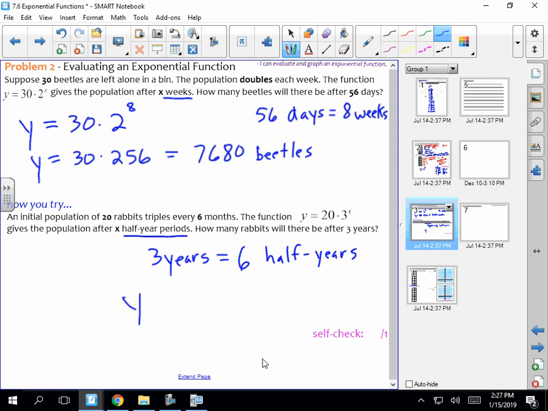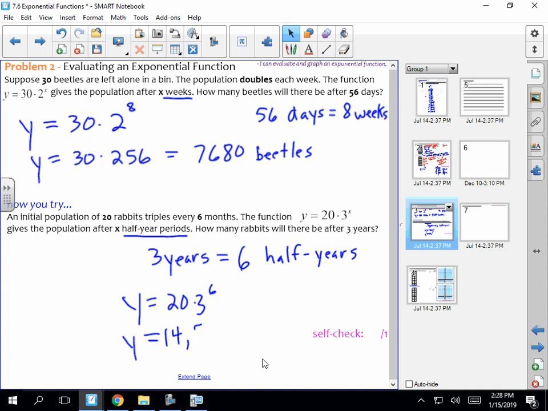So we'd have y equals 20 times 3 to the 6th. So how many rabbits do we have? What is it? Did you get it? The actual number? 14,500. 14,580? Wait, no, I did 30, not 20. Yeah, that sounds about right. It's 14,580. Sorry, I did 30. 14,580, yeah. Lots of rabbits.